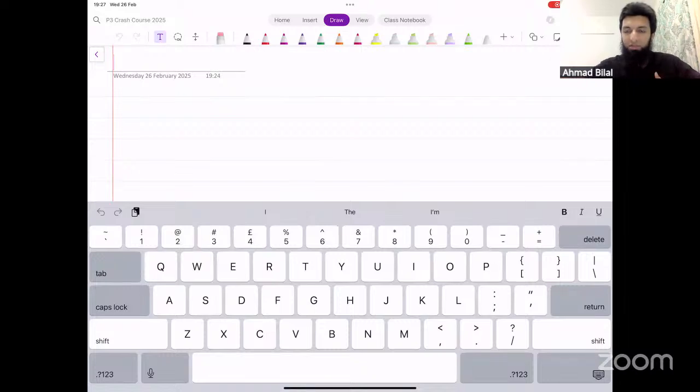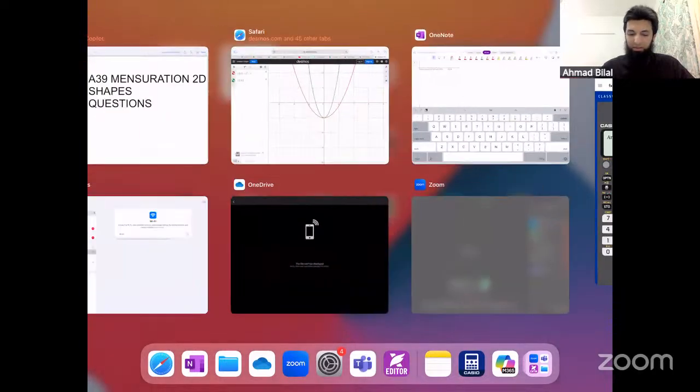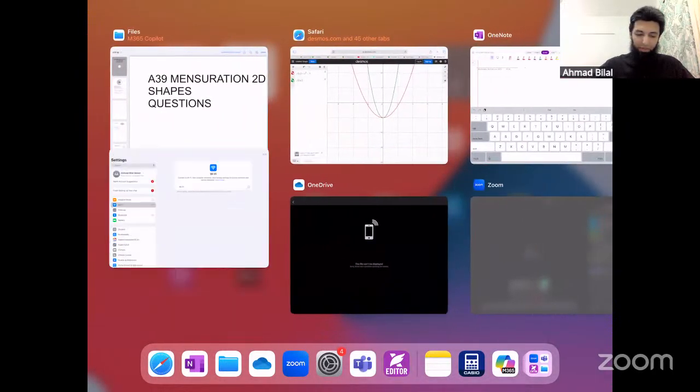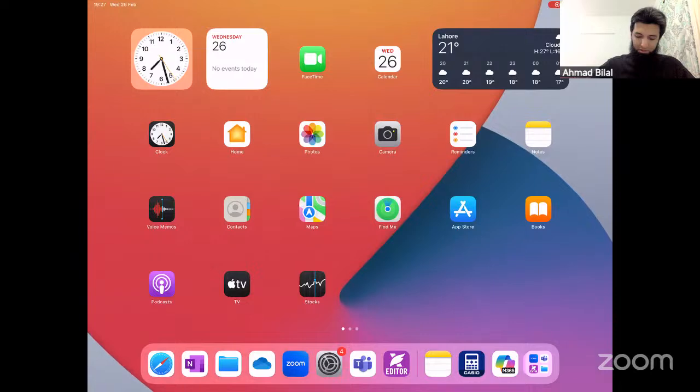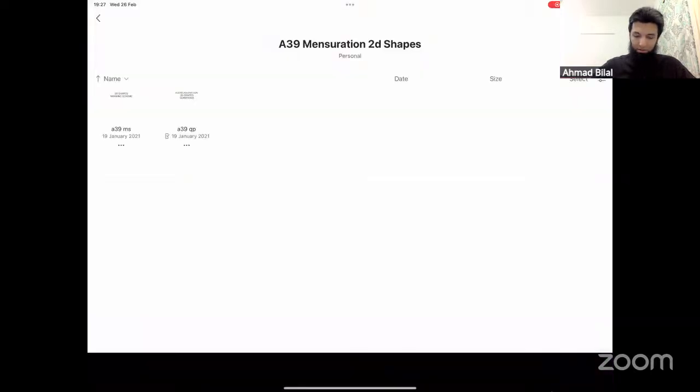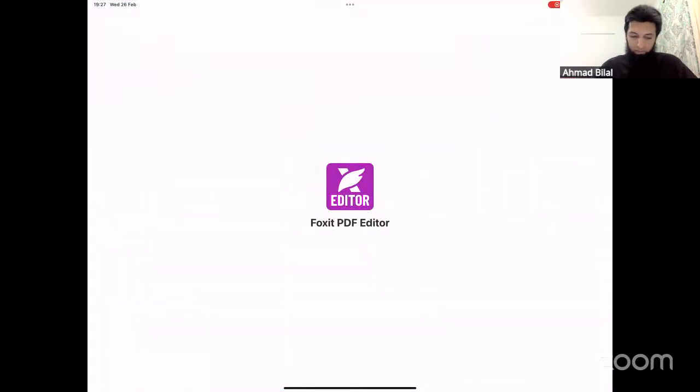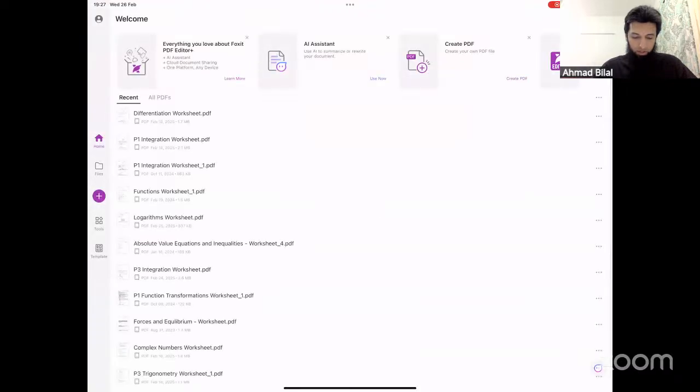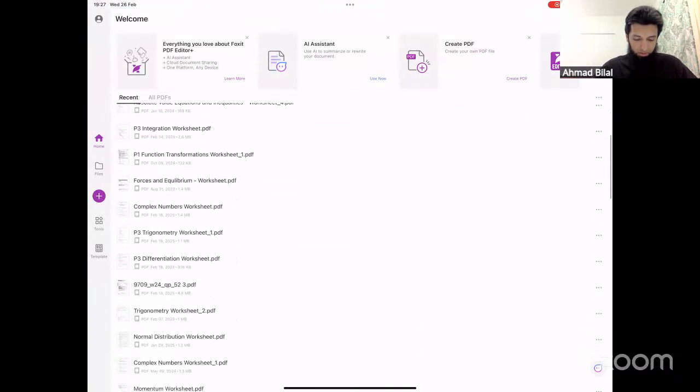So I have 2 in the chat until now only, and that tells me that you've not been practicing enough. But okay, let's look at them now. P3 integration.